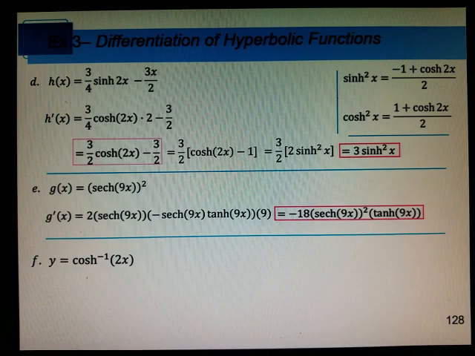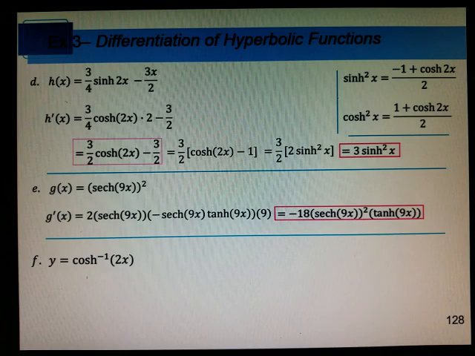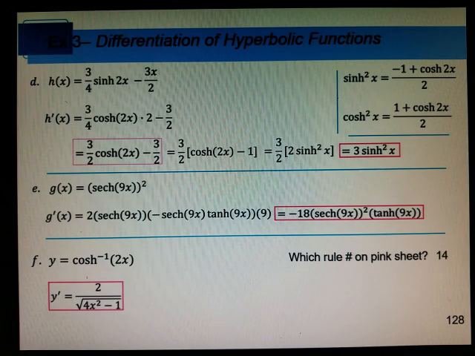All right, this time I want the derivative of the inverse of the hyperbolic cosine. So the derivative of the inverse of hyperbolic cosine is going to be rule number 14. So I need u prime over the square root of u squared minus 1. Your u is 2x, so the u prime would be 2. And then I need u squared, so 2x squared, and then the 1 and the square root.